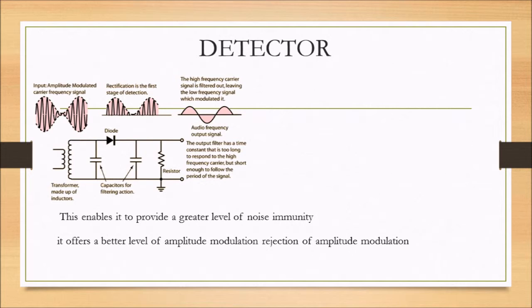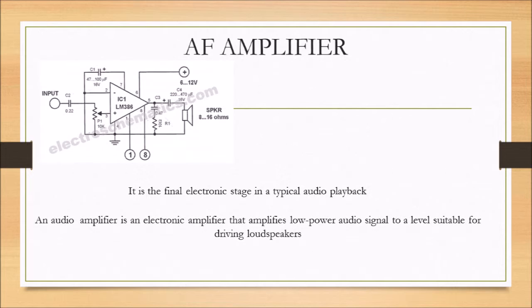This enables it to provide a greater level of noise immunity. It offers a better level of rejection of amplitude modulation. After passing through the detector, the signal is passed through the AF amplifier. It is the final electronic stage in a typical audio playback. An audio amplifier is an electronic amplifier that amplifies a low power audio signal to a level suitable for driving loudspeakers.